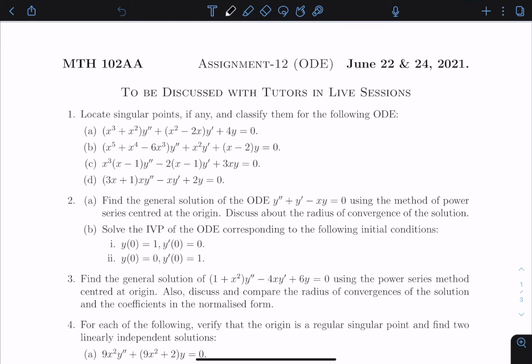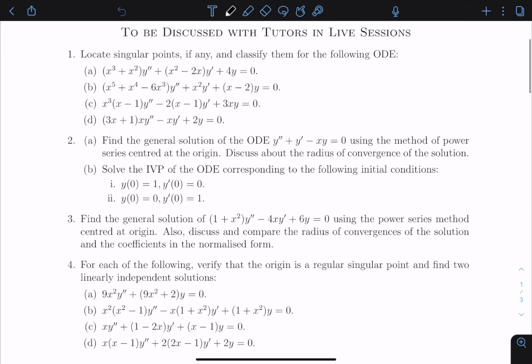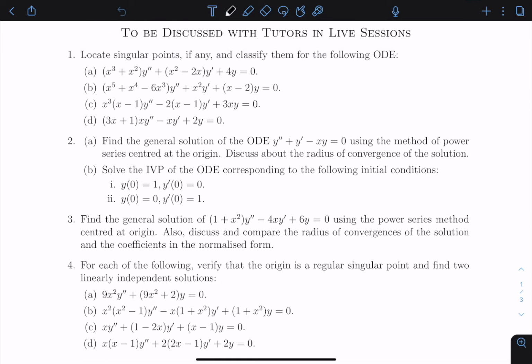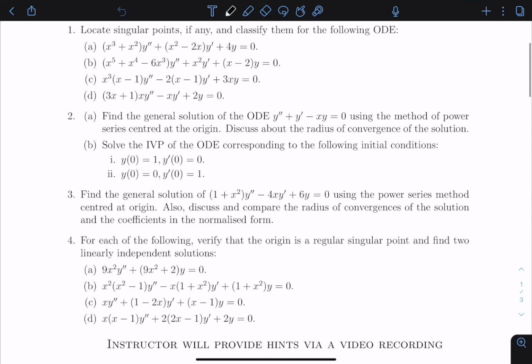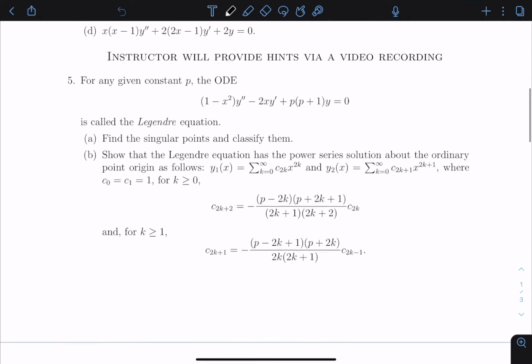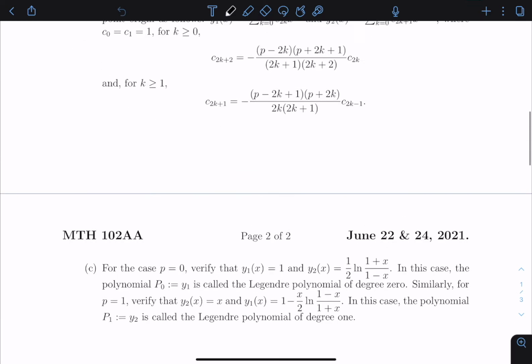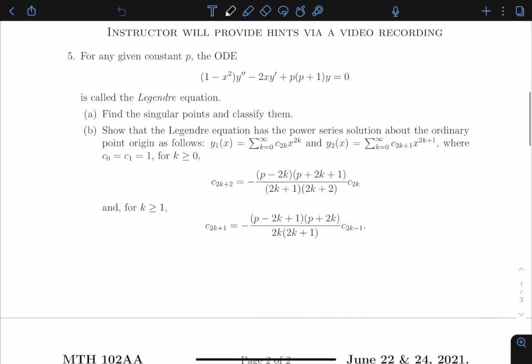Today we will look at some problems in assignment number 12. In assignment number 12, the first 4 problems you can discuss with your tutors in the tutorial sessions. Then that leaves us only the 5th problem, which we will do in this session. So let's look at what the problem is.